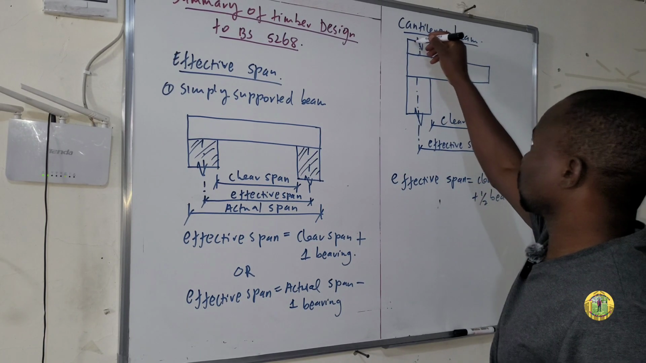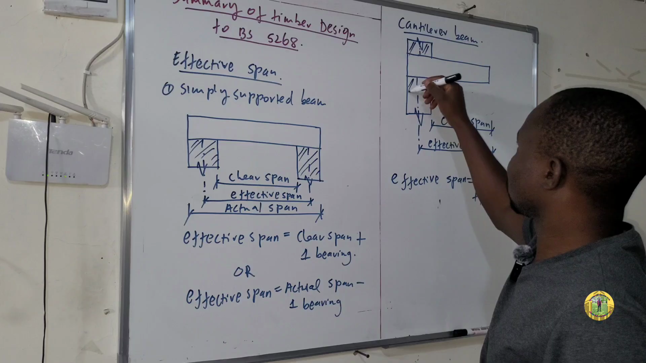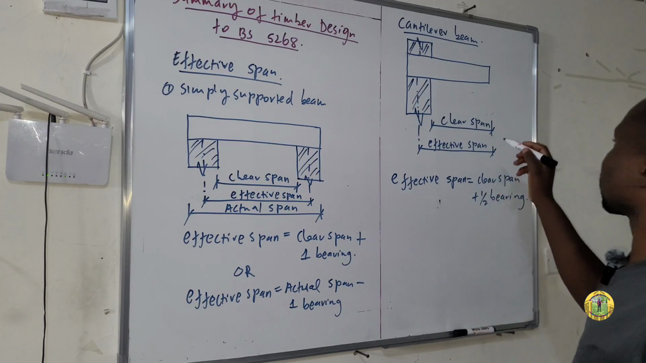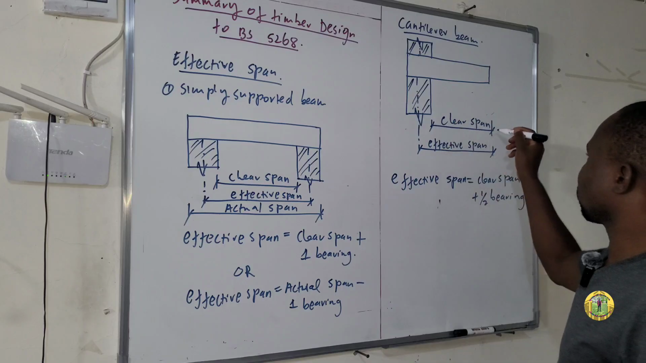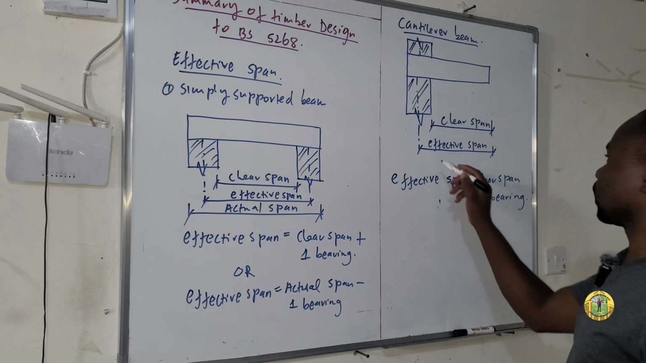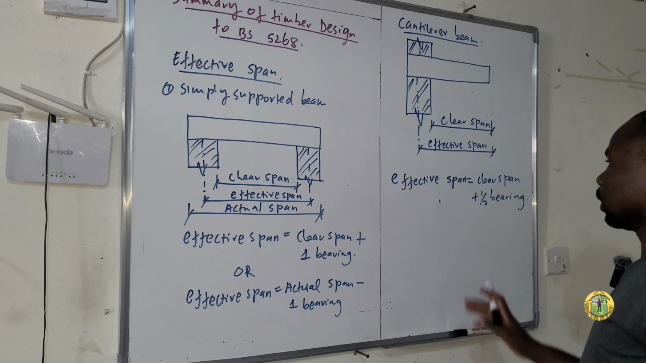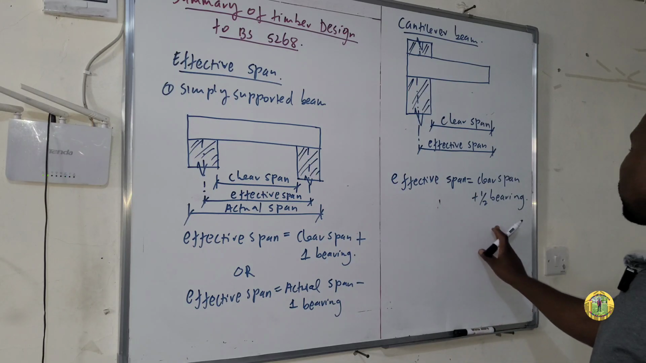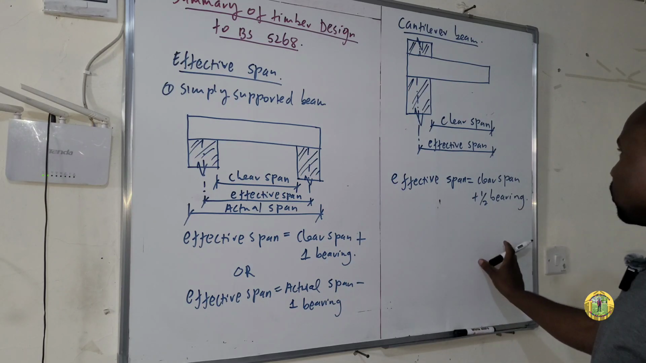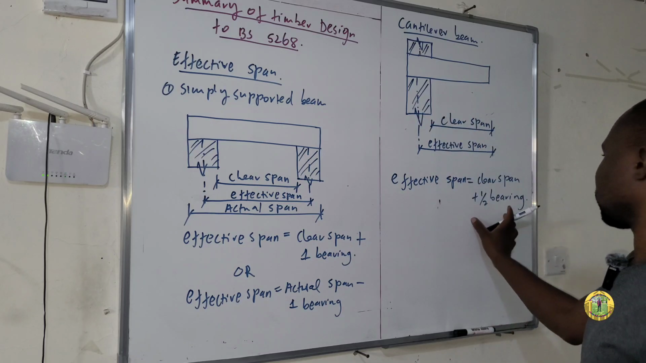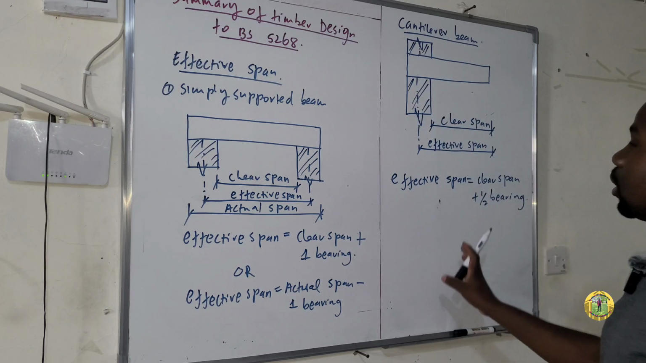So this is a cantilever beam, and this is the wall, like that. This is the clear span, from here to here, and then the effective span is from here to here, which will be used in the design. So the effective span is equal to clear span plus a half bearing. Bearing is the thickness of the wall.